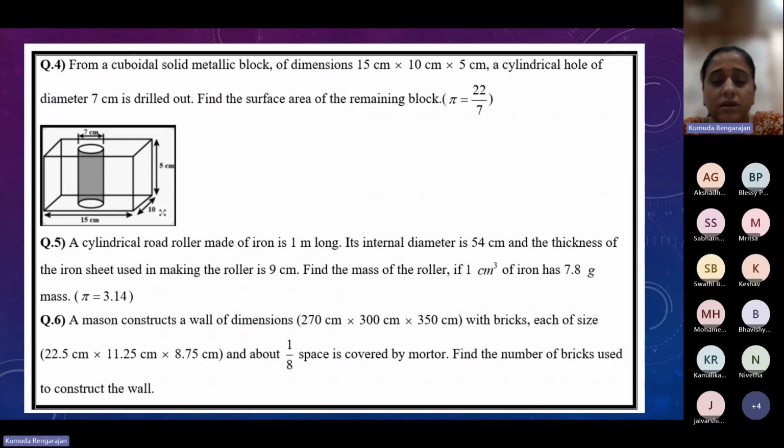From a cuboidal solid metallic block of dimensions 15 centimeters by 10 centimeters by 5 centimeters, a cylindrical hole of diameter 7 centimeters is drilled out. It's removed. Find the surface area of the remaining block. Yeah, please try that.